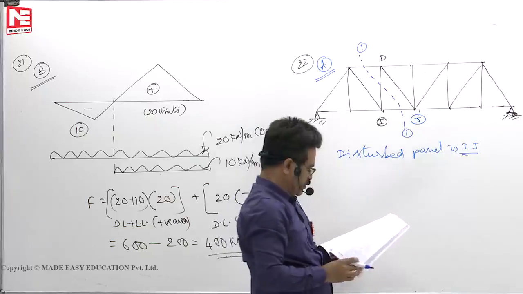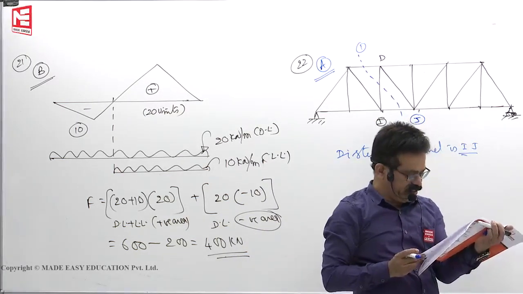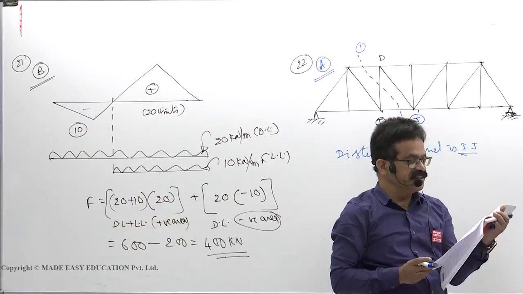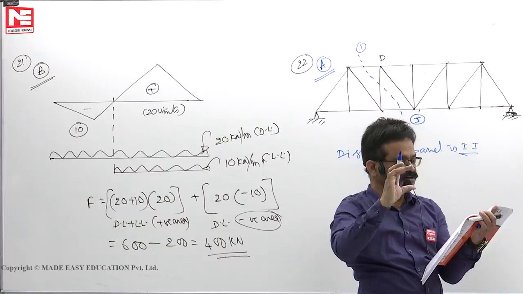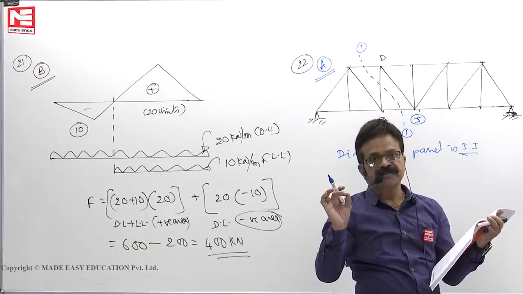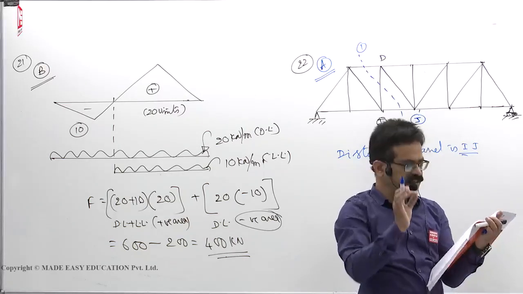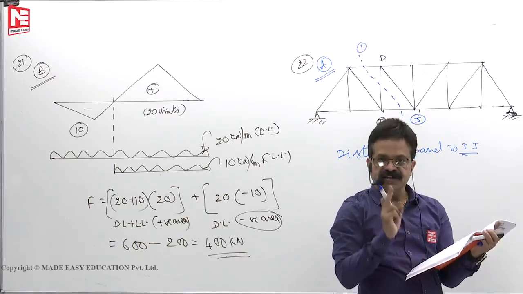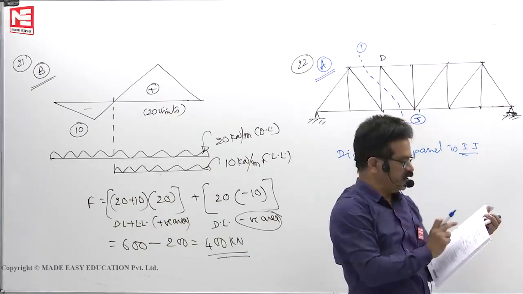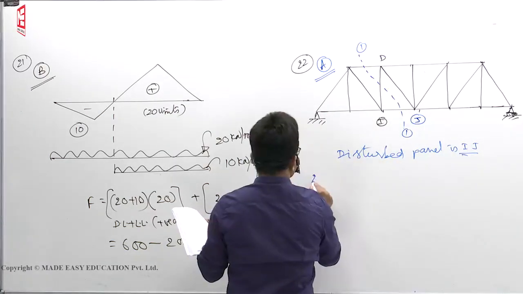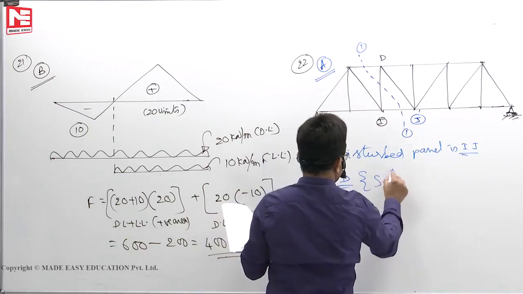Next, 23. Which one of the following diagrams represents the ILD for force in the member DG? This I solved in the class. For the DG member, when they ask, the load is moving at the bottom line, the bottom chord members. So for the DG member, when the load is exactly at the G unit, F and H are 0, 0, and G should be 1. That means the 23rd question is D. This was solved in the class.